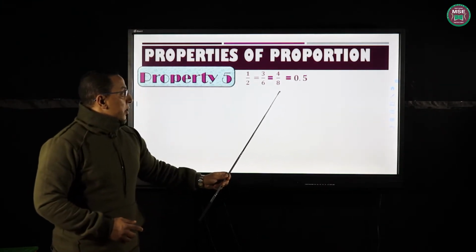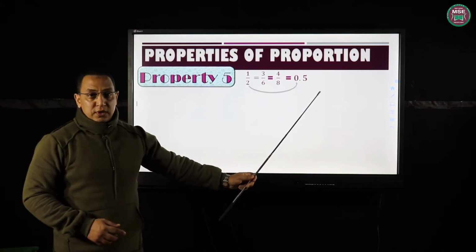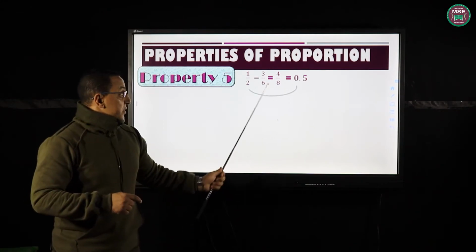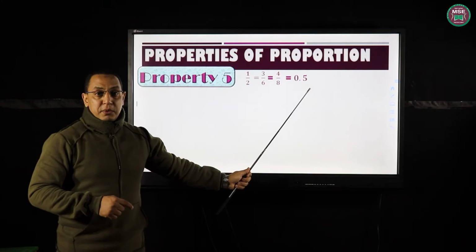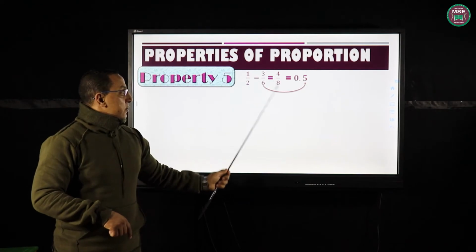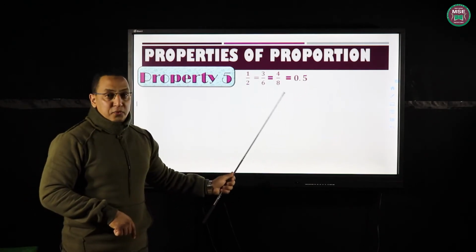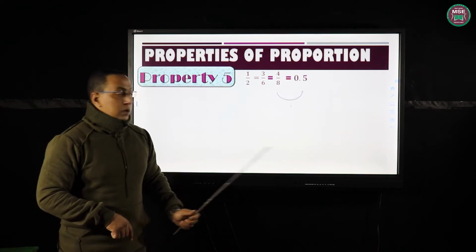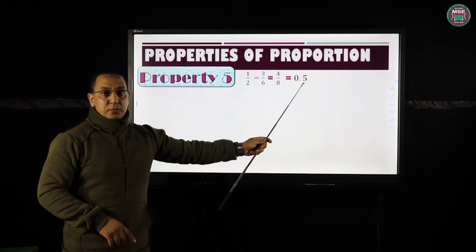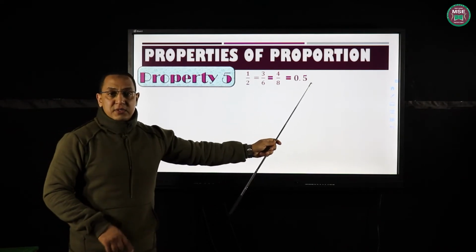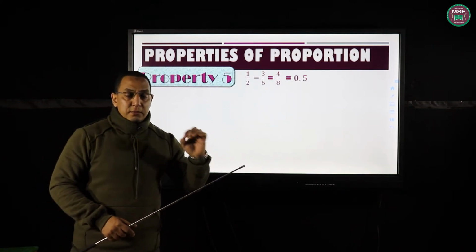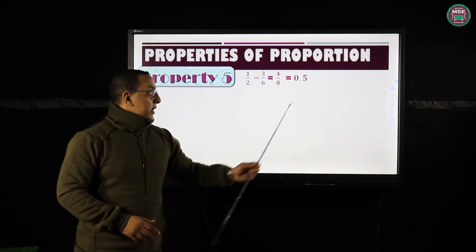Here, if we multiply 2 times 0.5, it equals 1. And also 6 multiplied by 0.5 equals 3. And also, if I multiply 8 times 0.5, it equals 4. So again, 2 times 0.5 equals 1, and 6 times 0.5 equals 3, and 8 times 0.5 equals 4. So I can find the numerator by multiplying the denominator with this constant.